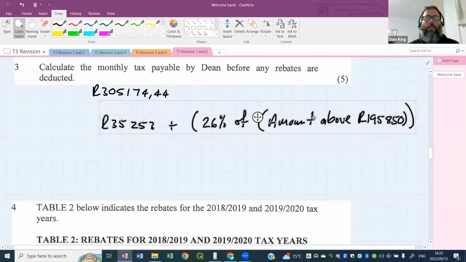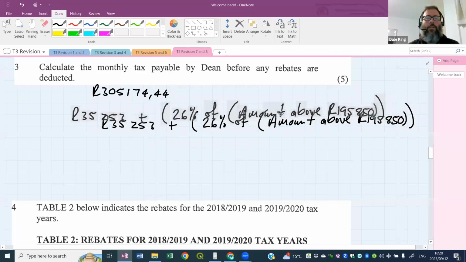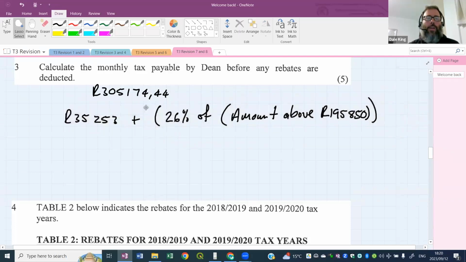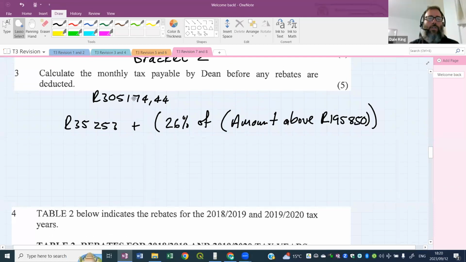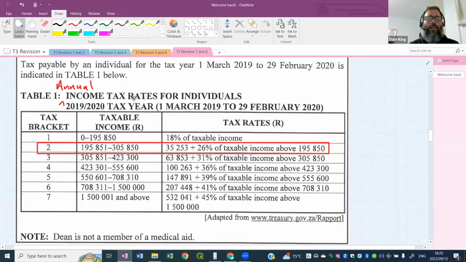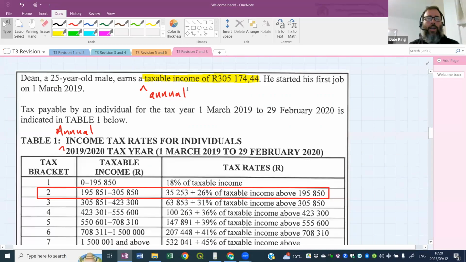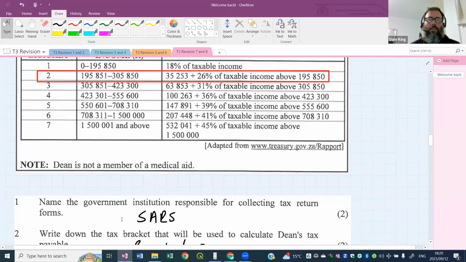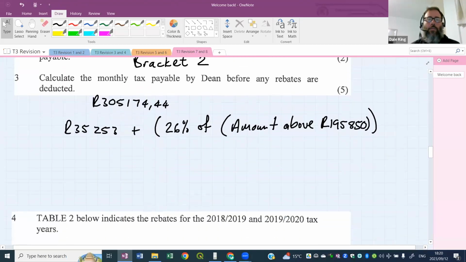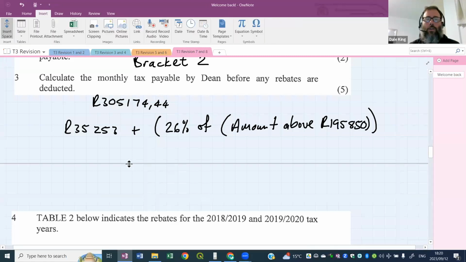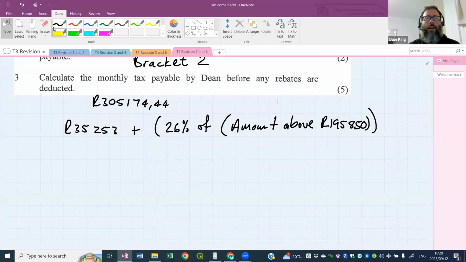What's the 305,174.44? Was that the monthly income or the yearly income? It's a good point. The question didn't actually say if it was monthly or annual. With that kind of figure, it's got to be annual. They should tell you. That's why I put in the little arrows here to say it's an annual income, and this is an annual table that we're using. So the figures in the table are annual figures, but they should tell you. The fact that you're asking proves my point. Thank you for asking that question.